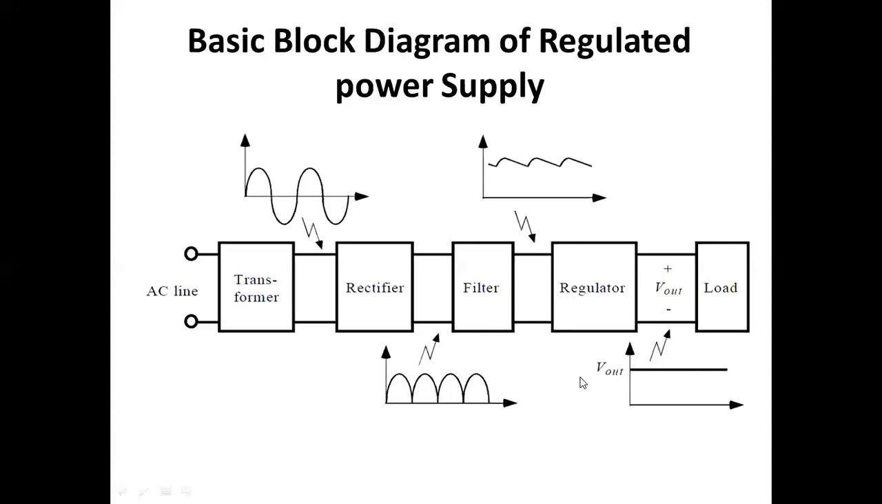A rectifier converts the input AC voltage to DC output voltage. Within the rectifier we use semiconductor diodes, which are used extensively in power electronic circuits for conversion of power from AC to DC.